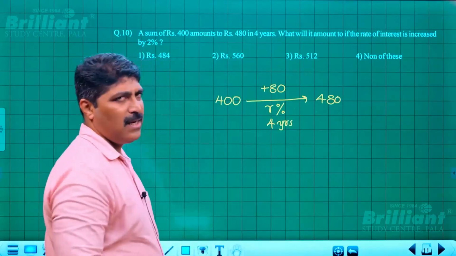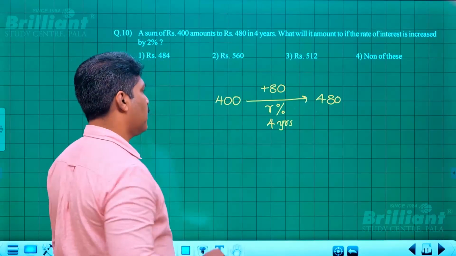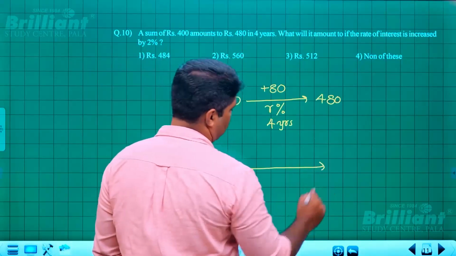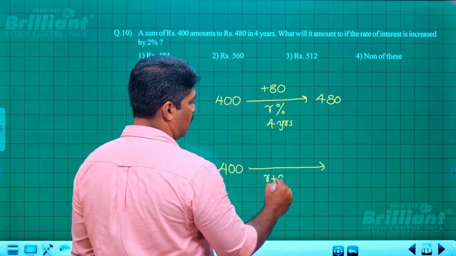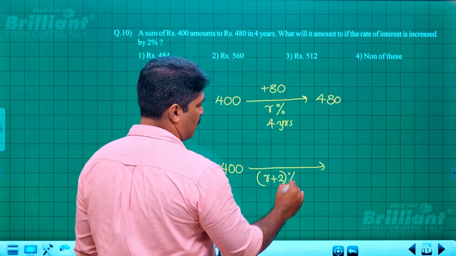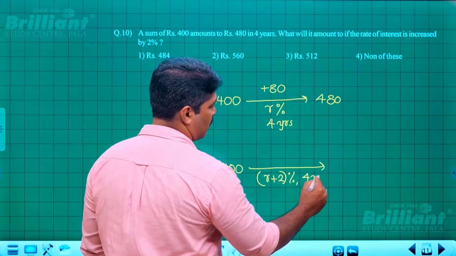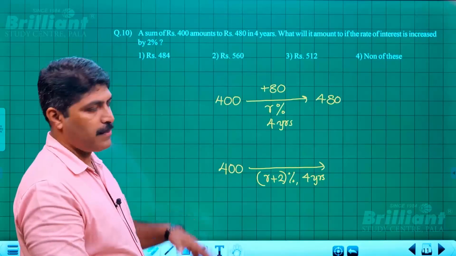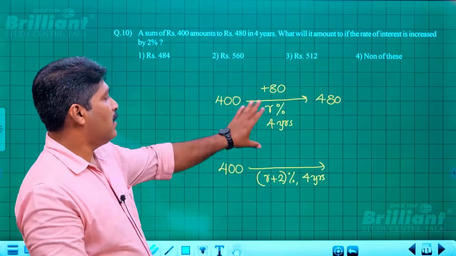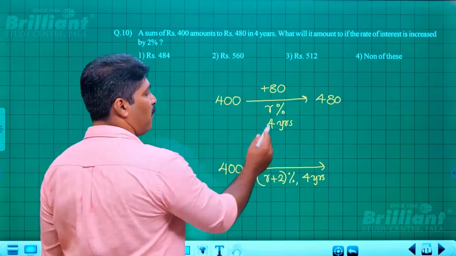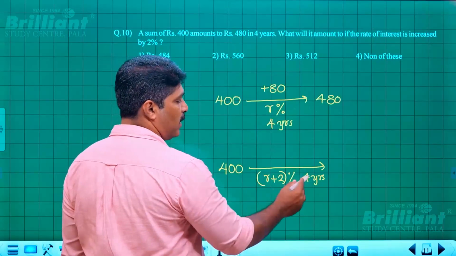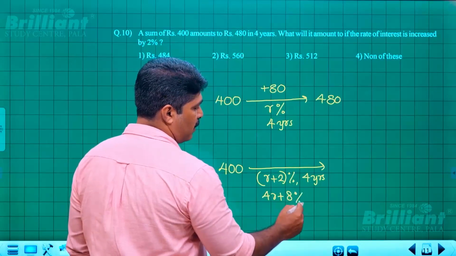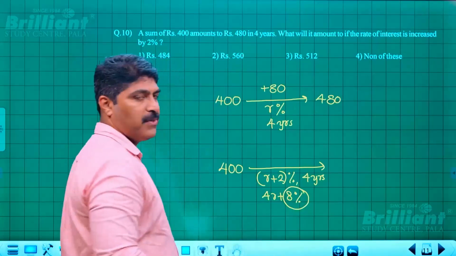Correct. So logically, we just think about the situation. Suppose the new situation, that is R plus 2% for 4 years. What will it become? That we have to find out. So here, this is a net increase of 4R%. So this is a net increase of 4R plus 8%. So our focus should be here, 8%.